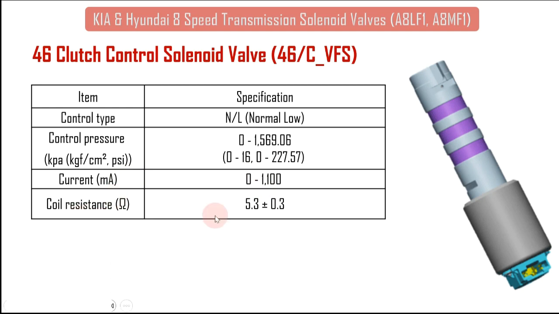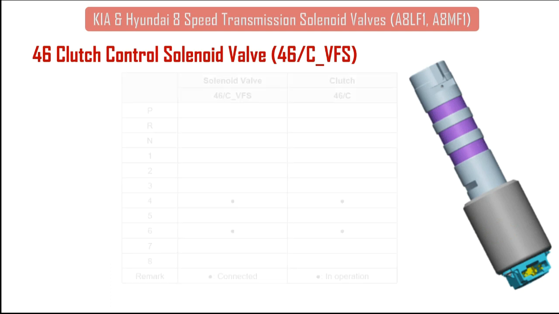Coil resistance is the internal resistance for this solenoid, and we say that 5.3 plus or minus 0.3 ohms is the internal resistance for this sensor. If you think the sensor is faulty, you can find the sensor and check the resistance. But are you supposed to remove the transmission oil pan to reach the solenoid and check the resistance? No, there are some other ways that I'm going to show you.